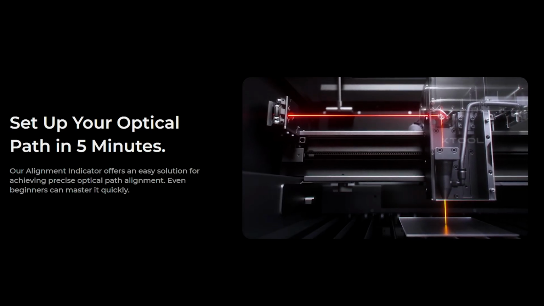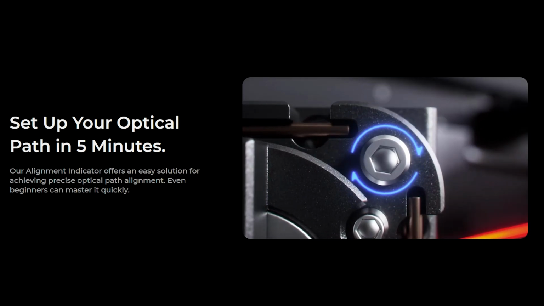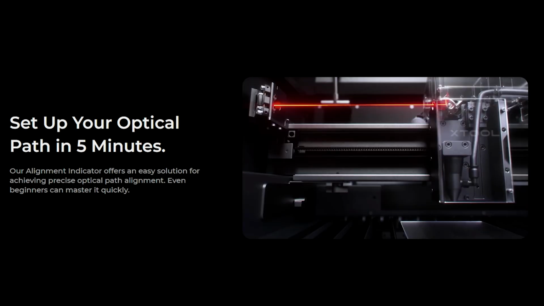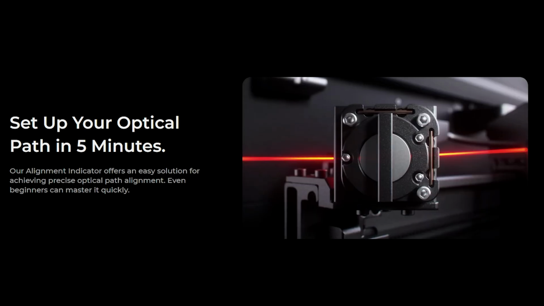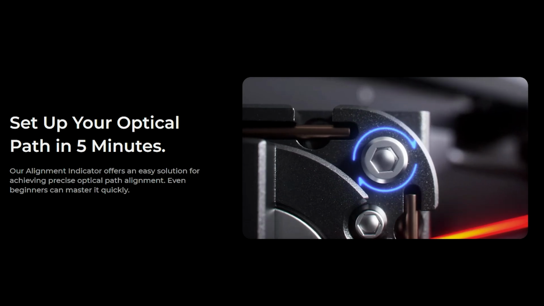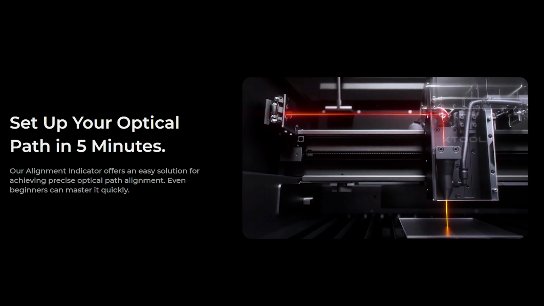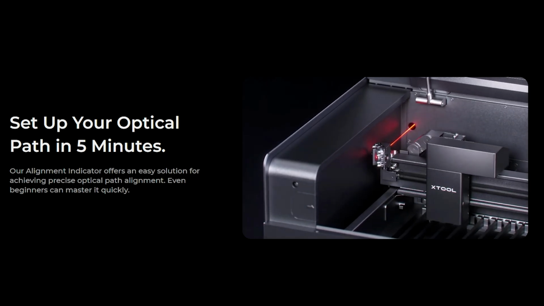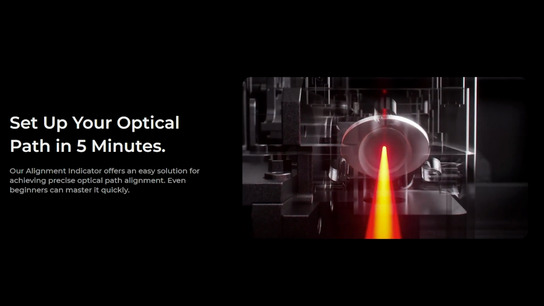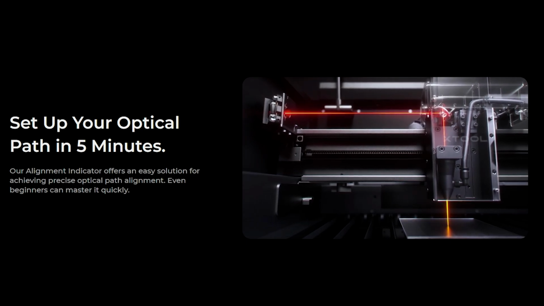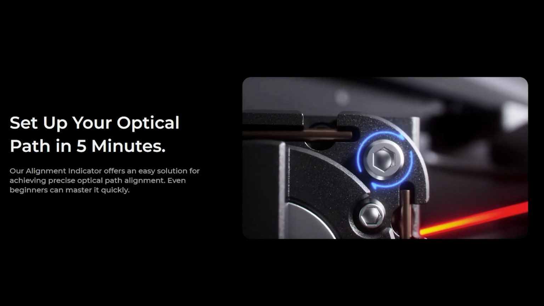This next one is one of my favorite features that they've added with the new P2S here. They actually have an alignment indicator for your optical path for your mirrors. If you've never aligned mirrors before on a laser engraver, it can be kind of a pain. And this is going to be a really great feature for brand new laser owners that have never done this before. This is a feature that I wish would come with all laser engravers. So this is an amazing feature. xTool did a really good job on this.